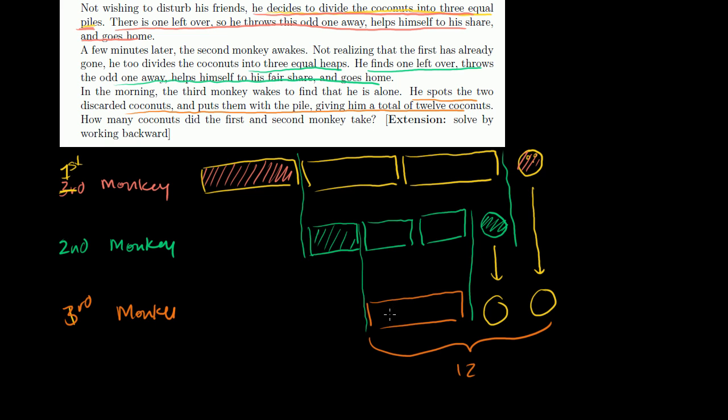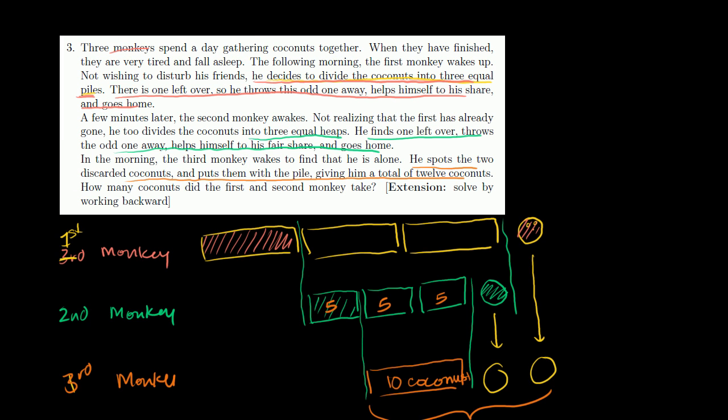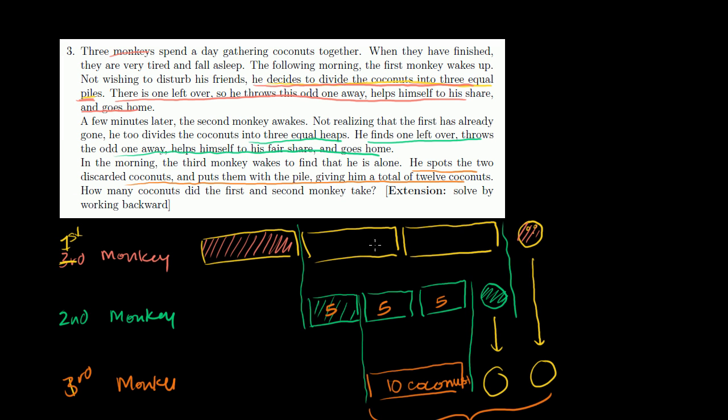So if this is 12, this right here must be 10 coconuts. And if you look at these 2 piles that are left over, this must be 5 coconuts, and he took 5 coconuts. So if you go to this point over here, how many coconuts were there? Well, there must have been 15 plus this 1 coconut over here. So the first monkey must have had 16 coconuts in these 2 piles. So this must have been 8 and 8. And then he took an equal share in 8.